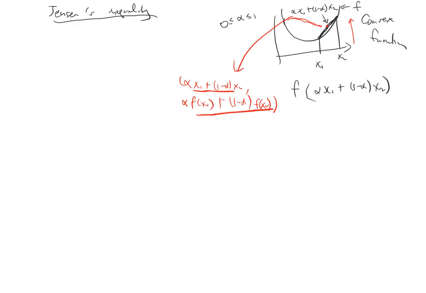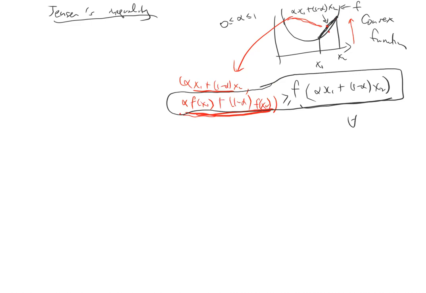And this height here, of course, should be above the point here. So therefore, this height here should be bigger than or equal to this f(alpha x1 plus 1 minus alpha x2) here. And this is a verification of something being convex. Basically, for every point x1 and x2, you have alpha x1 plus 1 minus alpha x2, and alpha f(x1) plus 1 minus alpha f(x2) should be bigger than or equal to f(alpha x1 plus 1 minus alpha x2). Again, alpha is from 0 to 1, and this holds for any x1 and x2.